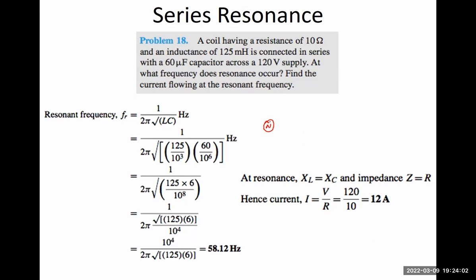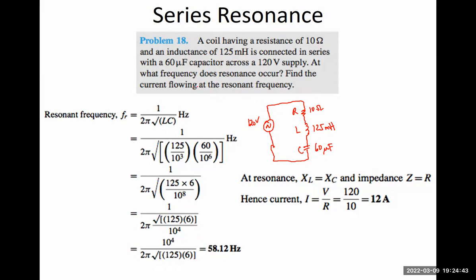So let's say this is our voltage V, and then we have an R, an L, and a C connected in series. So this is 120 volts. So our resistance R, so this is our R, L, and C. So our R is 10 ohms. Our L is 125 millihenry. And our capacitor is around 60 microfarad.